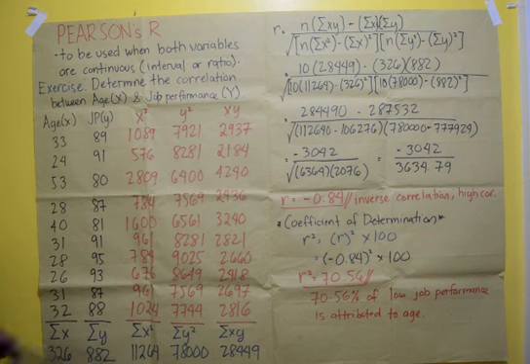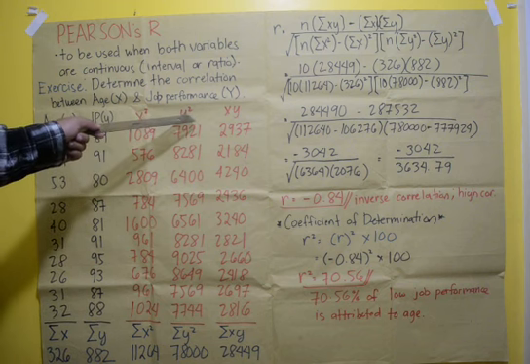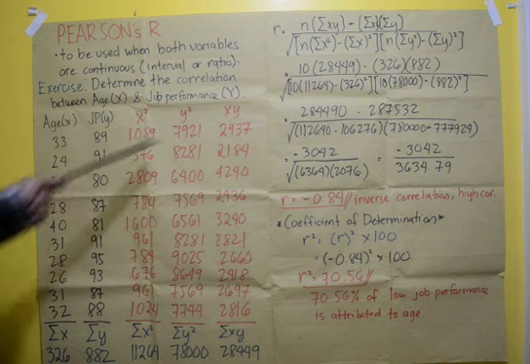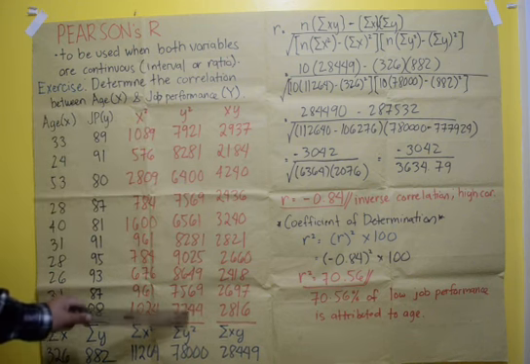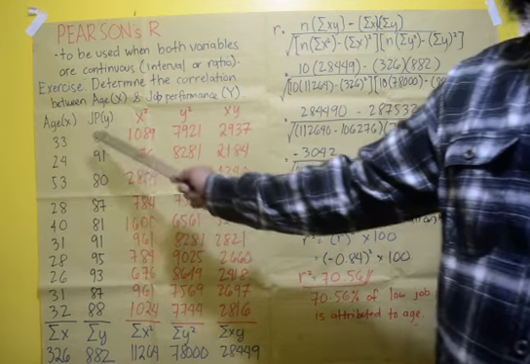Ito yung makukuha natin. Then for your y, for job performance, kukunin din natin siya. So y square, 89 square, we get 7921. 91 square, we have 8281. Then pag nakuha na natin lahat, add them up, we get 78,000, sorry. Then, lastly, for this part, we multiply age then job performance.